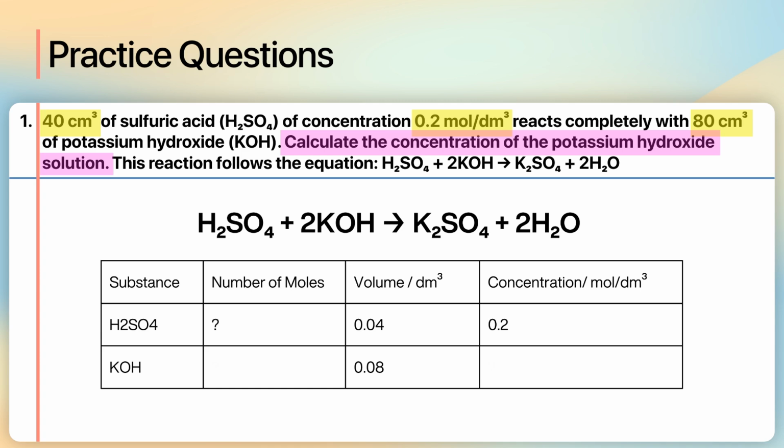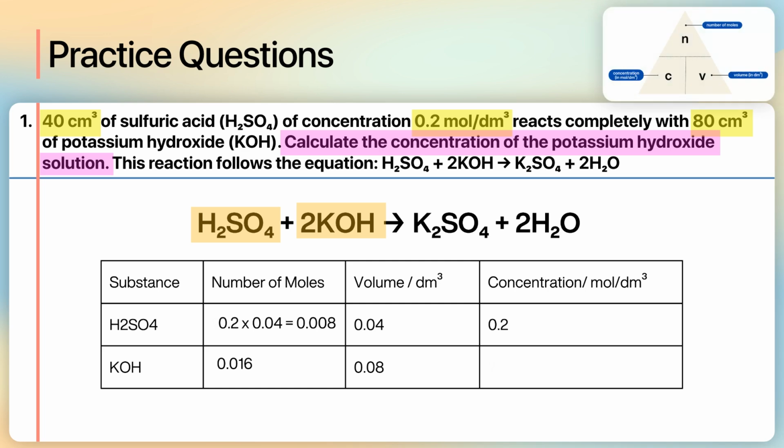To find the moles of sulfuric acid, we multiply 0.2 moles per decimeter cubed by 0.04 dm cubed to make 0.008 moles. According to the balanced equation, 1 mole of sulfuric acid reacts with 2 moles of KOH. Therefore, the moles of KOH will be the amount of sulfuric acid, which is 0.008 moles, multiplied by 2, which makes 0.016 moles. Great! We can now calculate the concentration of KOH.